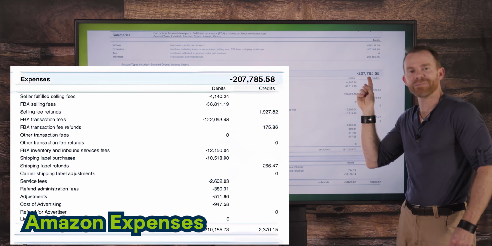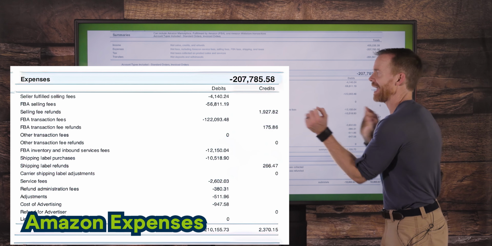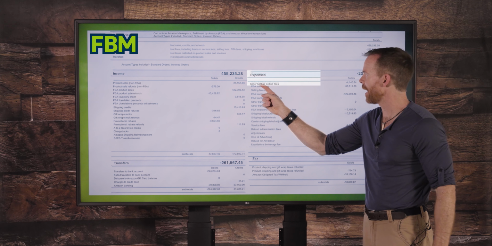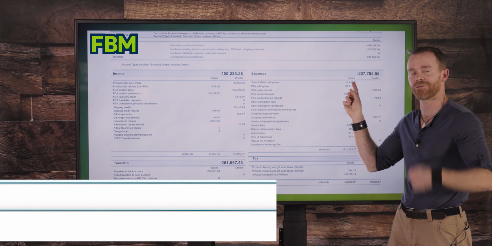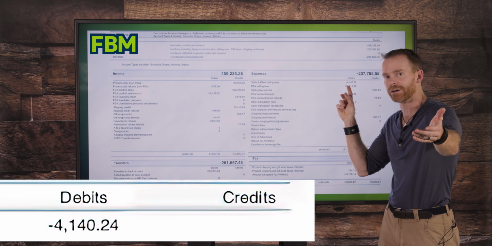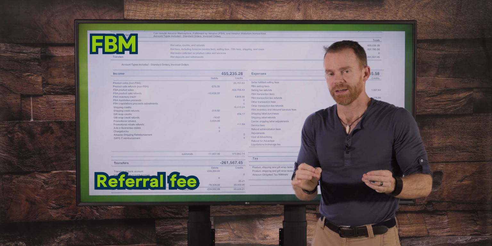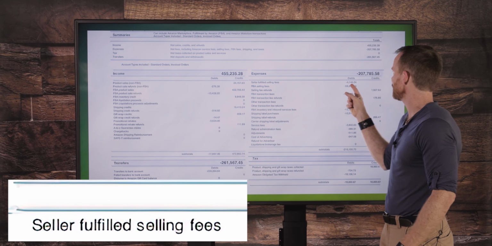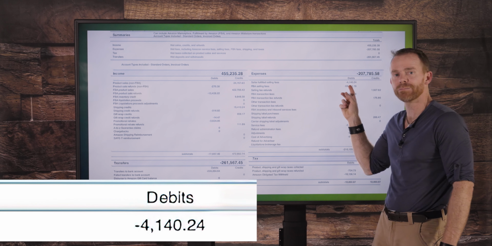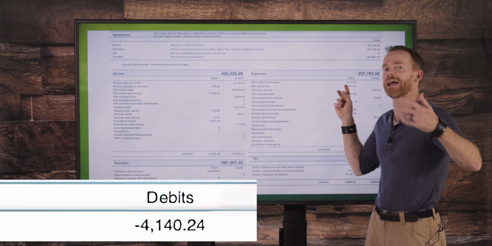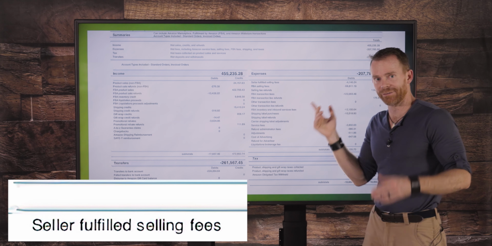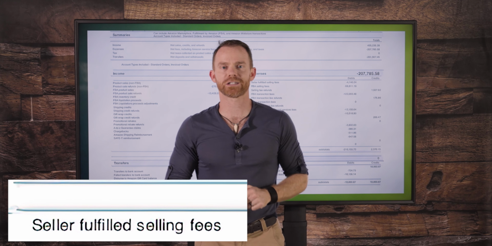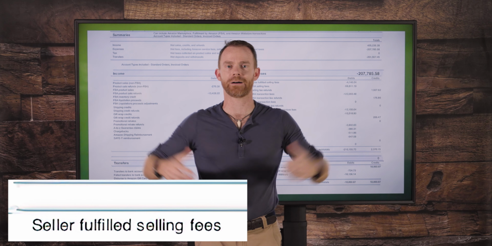This, however, is Amazon expenses. Anything you're paying to Amazon for the privilege of selling on their platform. Here we go. Number one, seller fulfilled selling fees. If you are FBM, fulfilling your own orders, you pay a referral fee. That referral fee, typically for most categories, is 15%. This is what you paid Amazon, and in our case, a little over $4,000 because the vast majority of our products are FBA. In referral fees, for every time you get a sale, there's a fee, a portion of it that goes to Amazon. And it's always a percentage of the total sale.